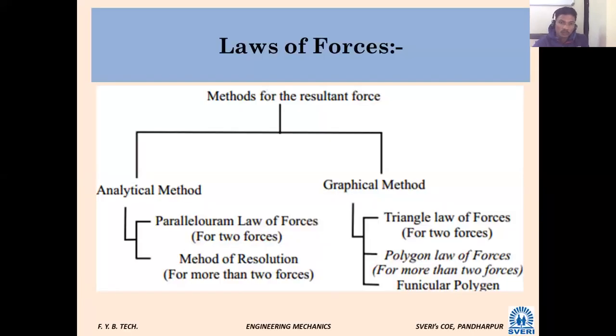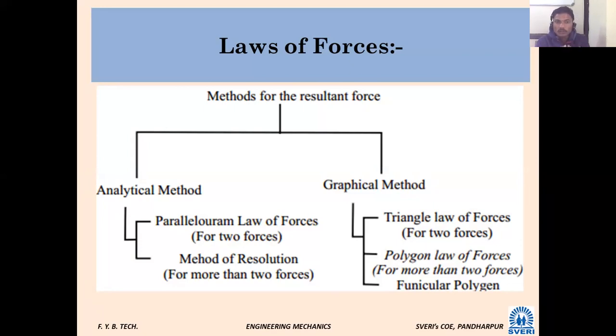Next, laws of forces. Today we are going to see laws of forces. Maybe in your 12th you might have seen them. The methods or problems we are solving are analytical problems, which means we are using certain equations and calculations and finding the solutions.